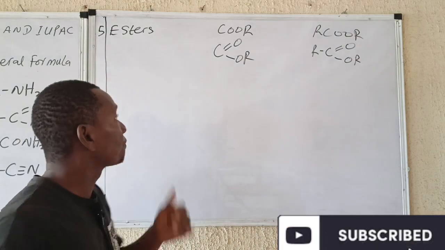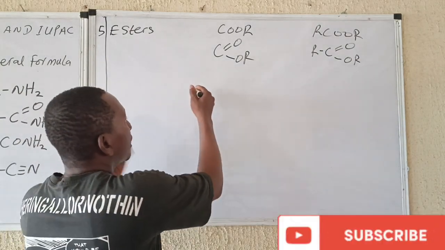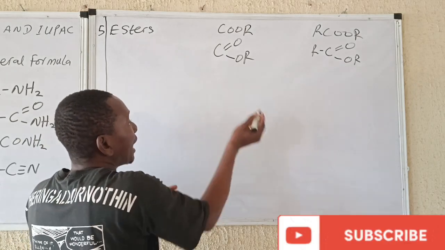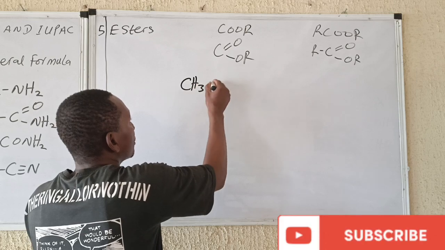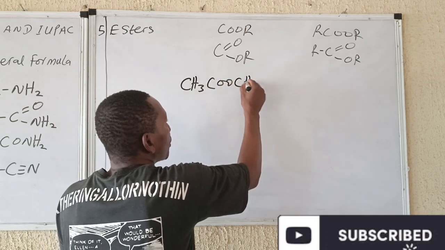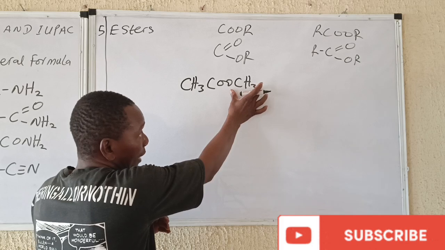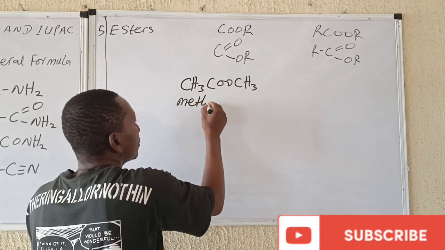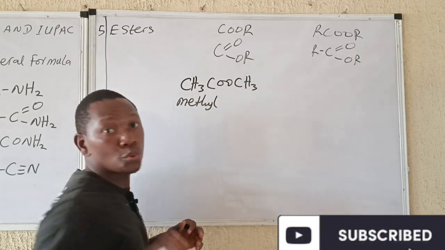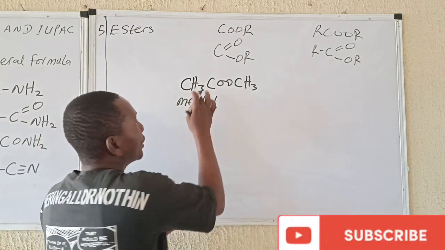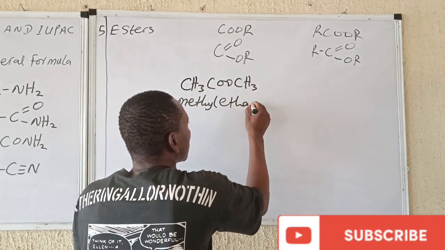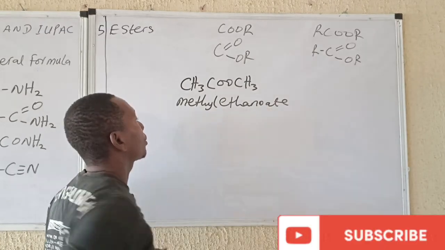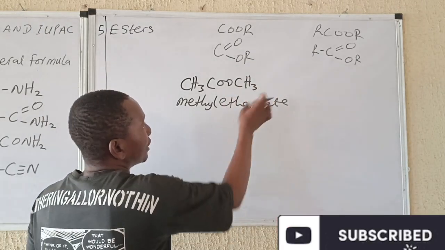Now let's talk about esters proper. Methyl ethanoate is like this: CH3COOCH3. Now you pick the one at the front again, right? Then this is methyl. Methyl. 1, 2. 2 is ethane, right? So ethanoate. Now note that the esters, their names end with this oate.